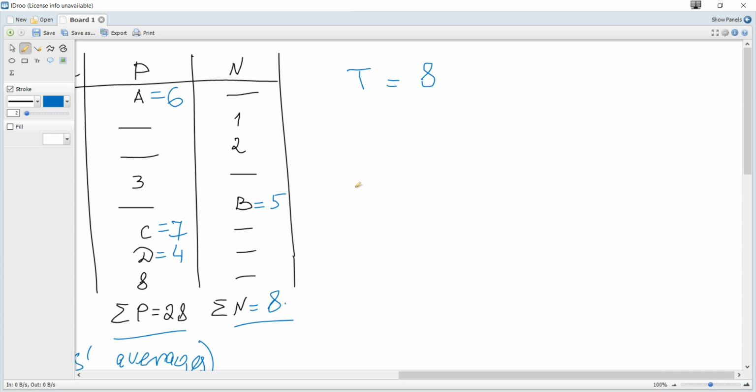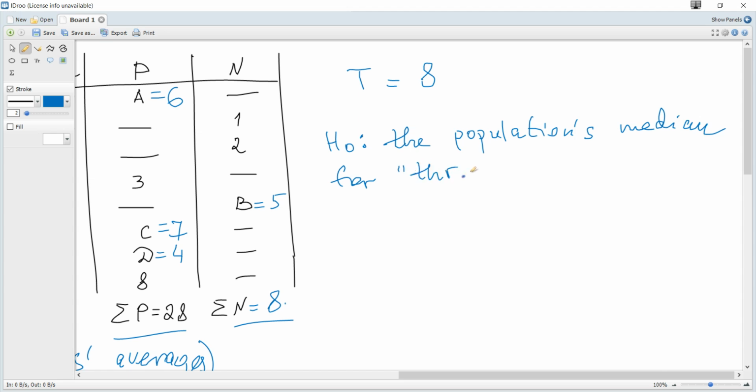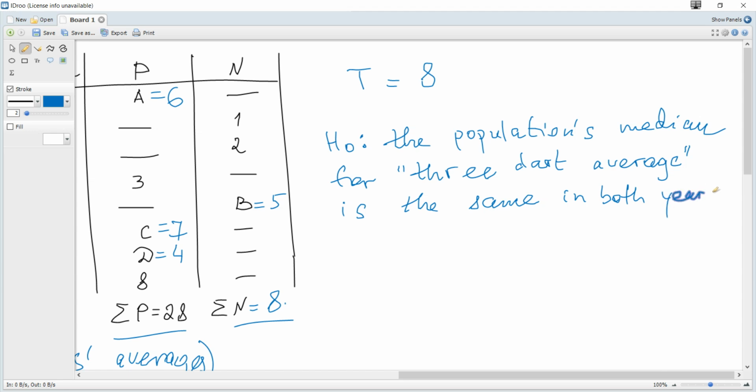Then the null hypothesis is that the population's median, let's write that the null hypothesis is that the population's median for 3 dart average is the same in both years.